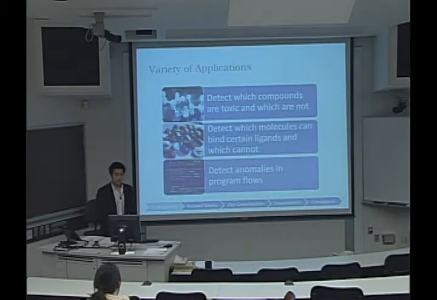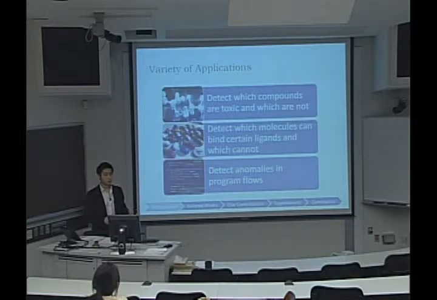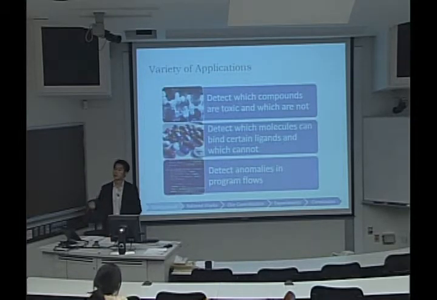The problem of graph classification has found application in a variety of different fields. For example, in pharmacology, it's being used to detect which compounds are toxic and which are not. In drug development, it can be used to automatically detect which molecules bind a certain ligand and which do not. And in software engineering, code blocks can be abstracted into nodes of a graph, and program flows can be abstracted into edges. And the problem of graph classification can detect anomalies in program flows.